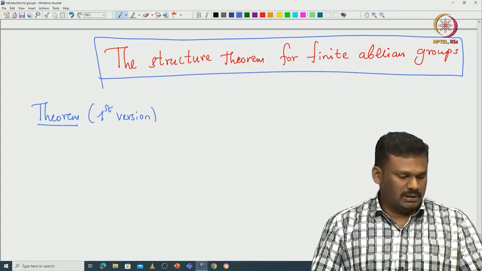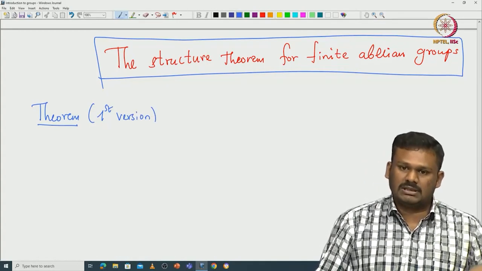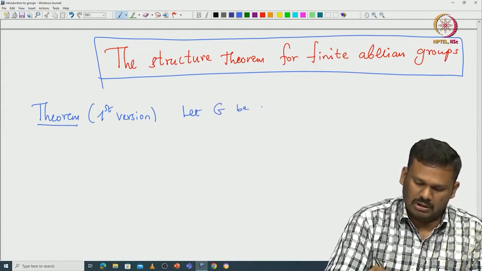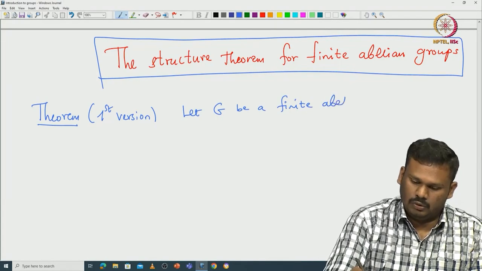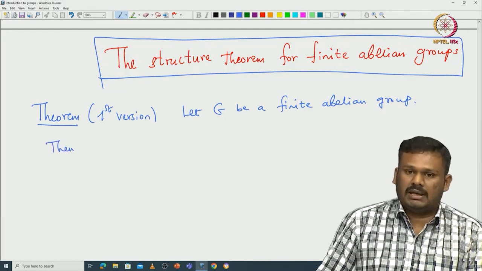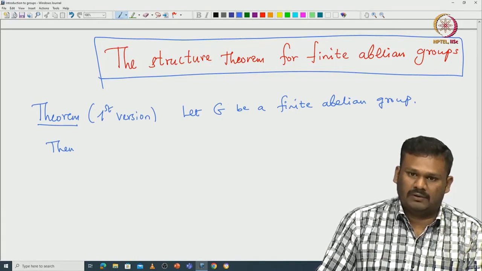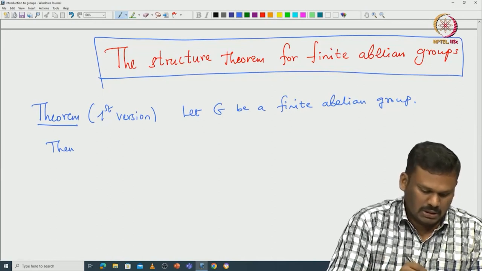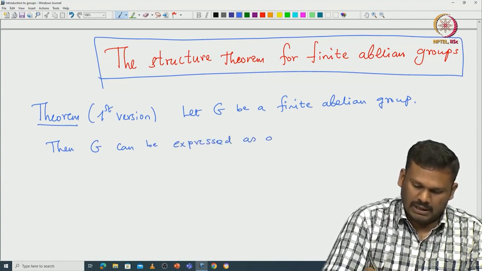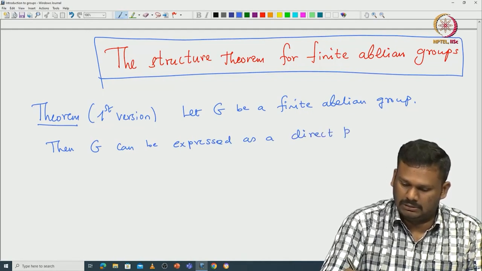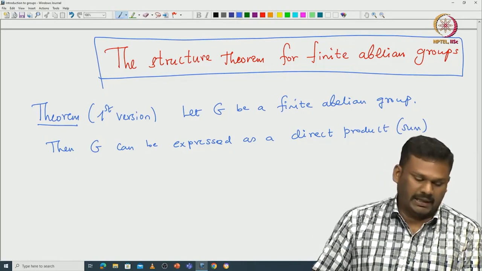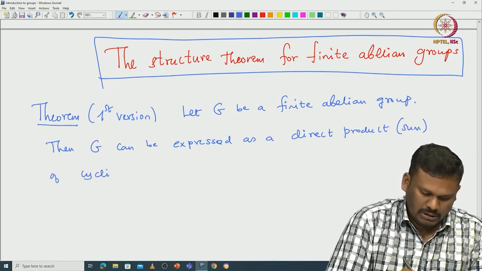Many books state it in different ways, but we are going to see that all those versions are equivalent. So you start with a finite abelian group, let G be a finite abelian group. Then the structure theorem asserts that this G can be expressed as a direct sum or direct product of cyclic subgroups, or cyclic groups. When you deal with abelian groups, you call it a direct sum as well, a direct sum of cyclic groups.